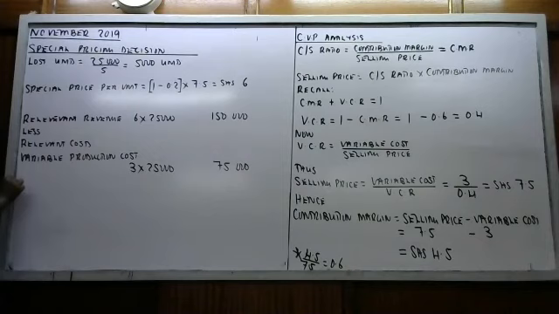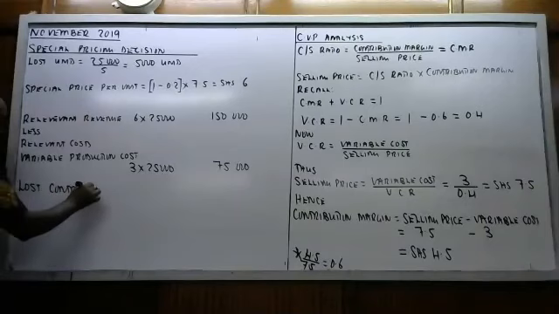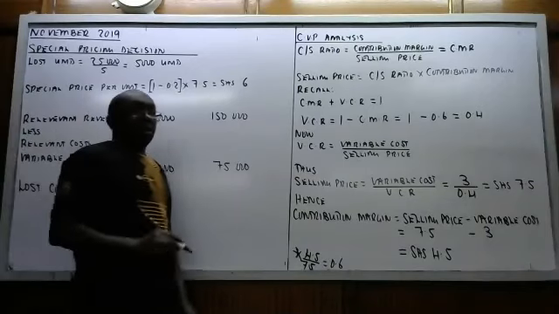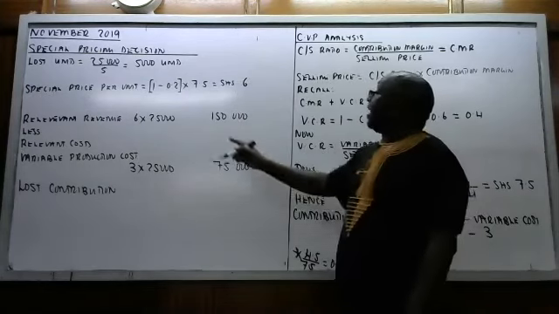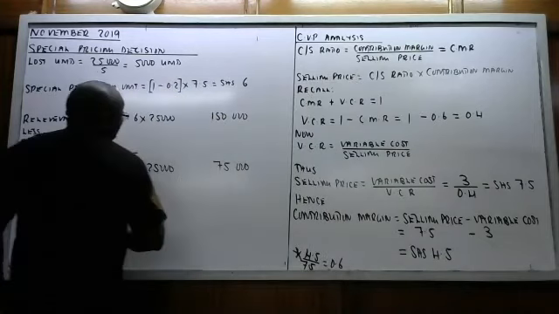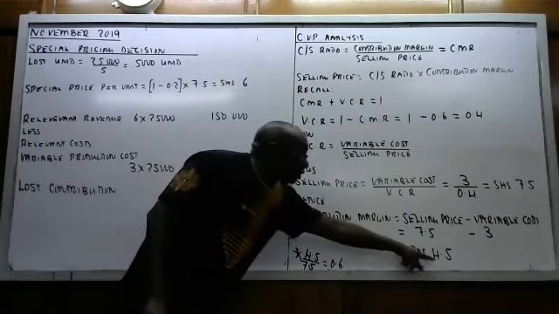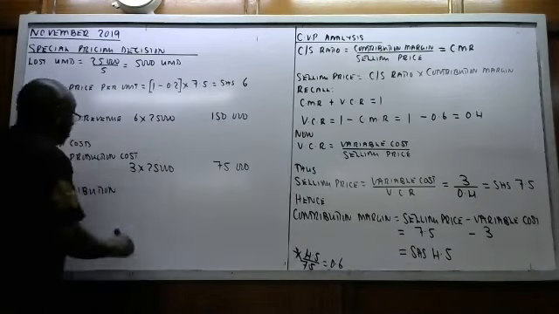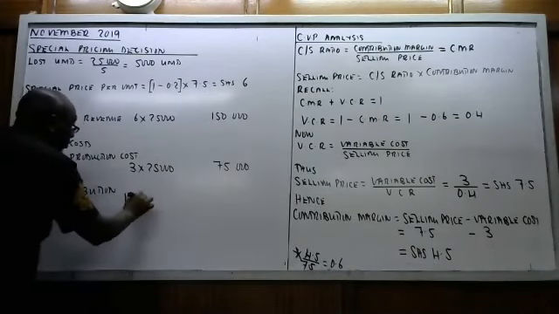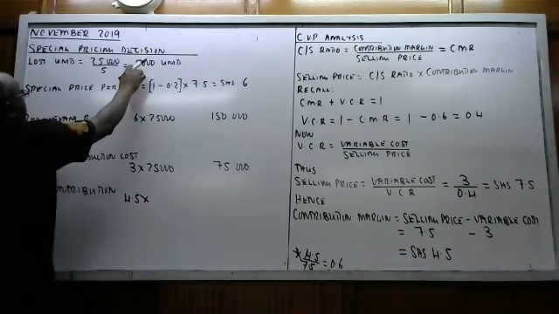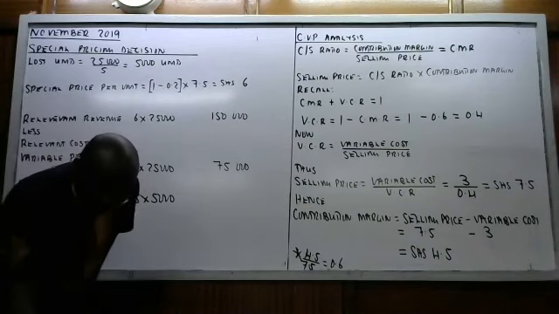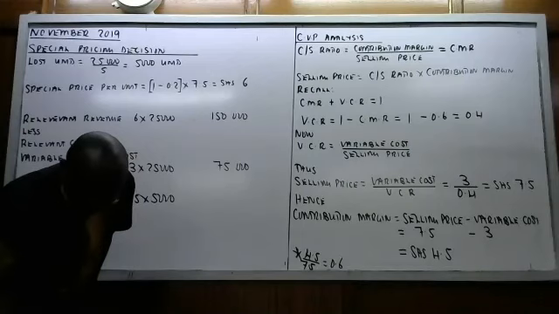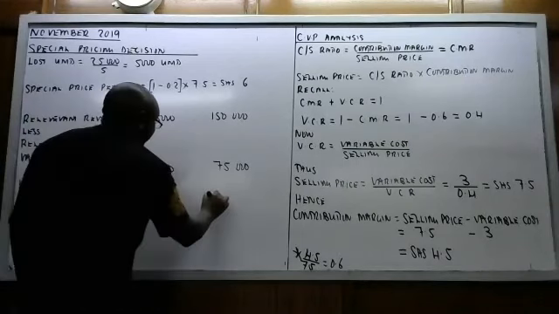Then we will have something called lost contribution. When we decide to make this unit, we are going to lose 5,000 units. And every unit is giving us a contribution of 4.5. So we take 4.5 and multiply by the 5,000 units that will be lost. So 4.5 times 5,000 is 22,500.